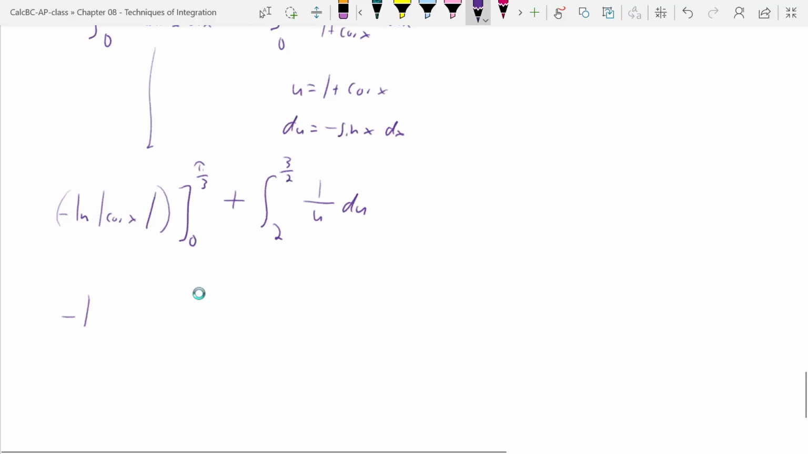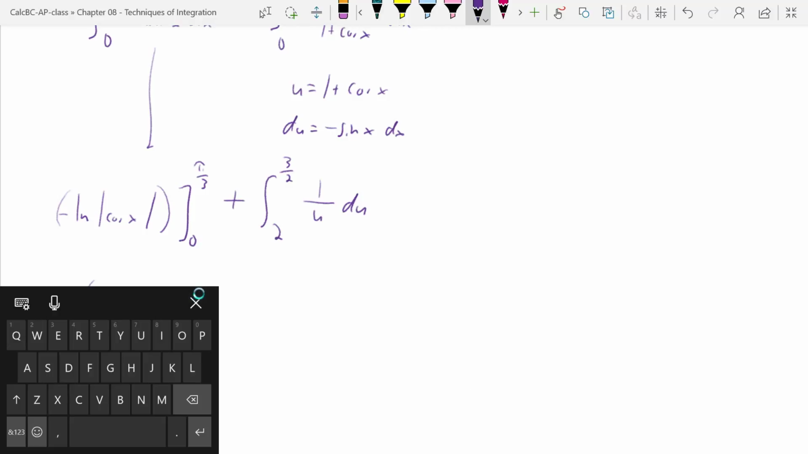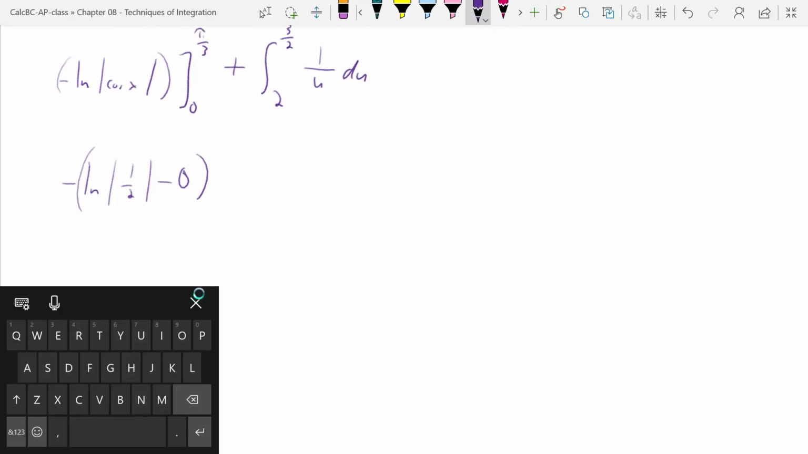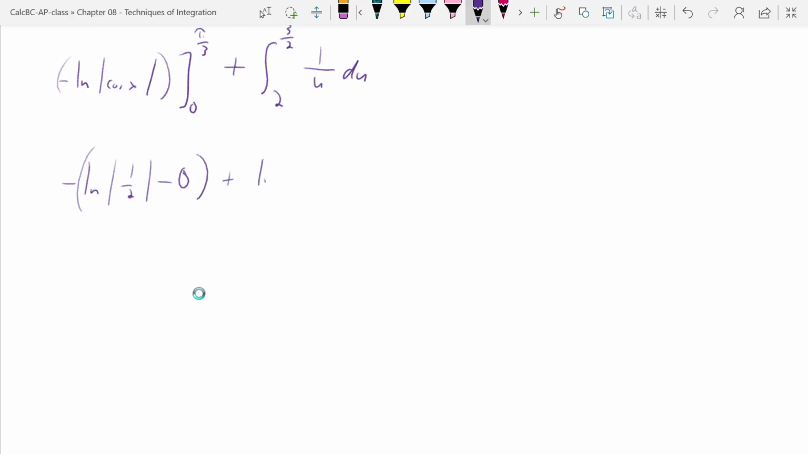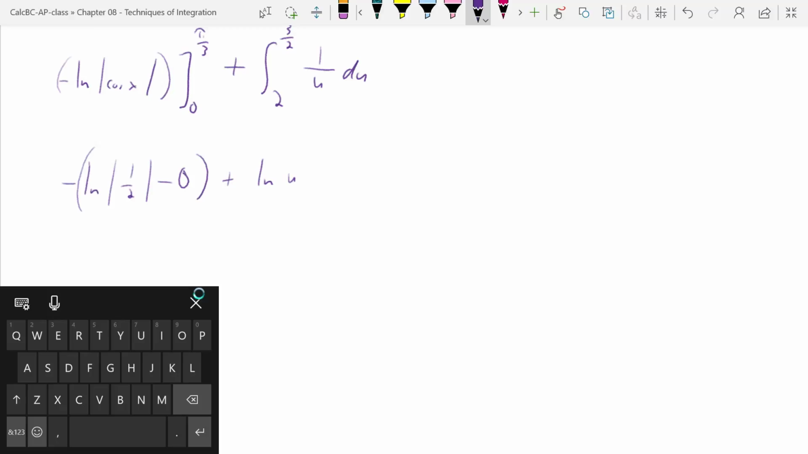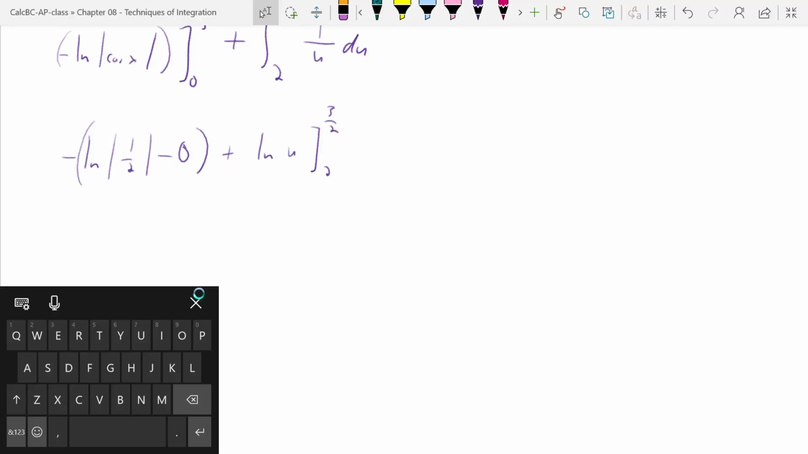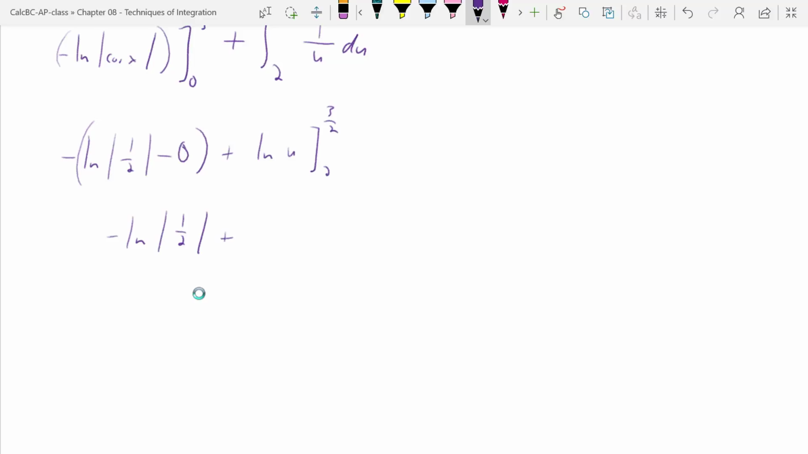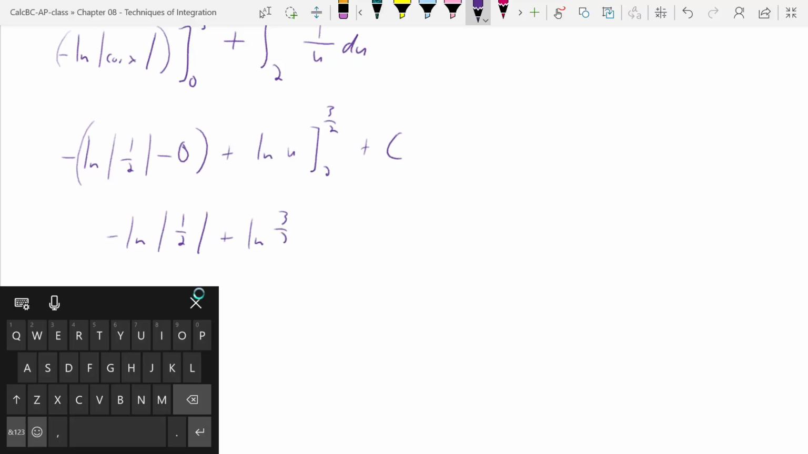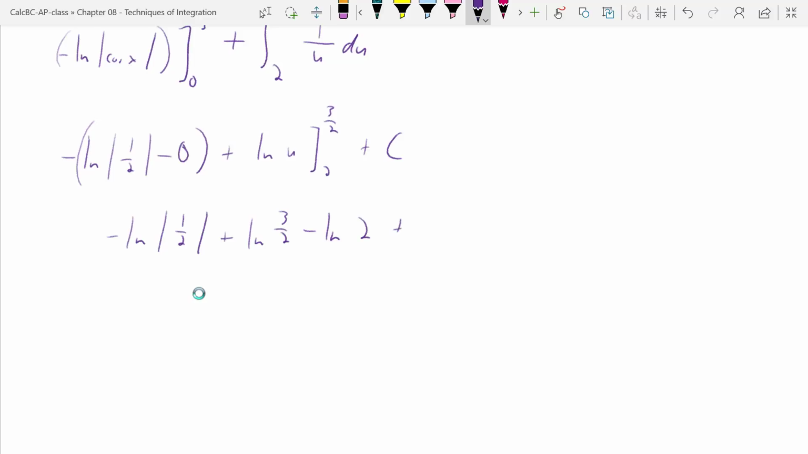Okay, so I get the negative natural log of the cosine of pi over 3, which is 1/2. Let's see, this is minus. The cosine of 0 is 1, and the ln of 1 is 0, so this is just minus 0. This is plus the natural log of u, evaluated from 2 to 3 halves. So I get negative natural log of 1/2 plus, I should put my plus c here, plus ln of 3 halves minus ln of 2 plus c.